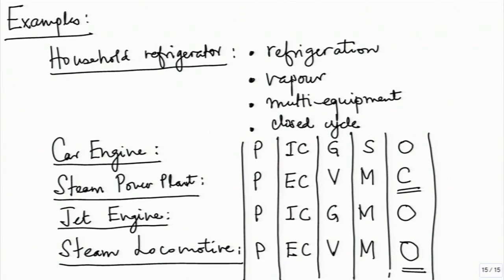So, this is a good exercise, because now here you have pieces of equipment which are power cycles of various kinds and various combinations. I do not think two of these are exactly the same. Car engine and jet engine, they differ because one is single equipment, one is multi equipment. Then the power plant, steam power plant and steam locomotive differ because one is a closed cycle and one is an open cycle. So, there is at least, you take any one of these four, you will find that there is at least one type of classification which is different.